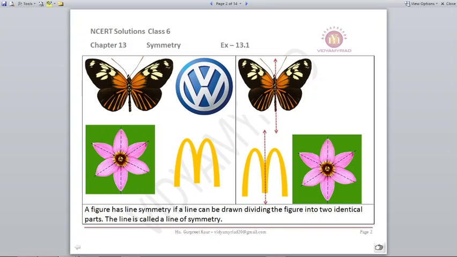You can see the logo of McDonald's, the M is there. So I have drawn a dotted line in the center, a straight line. If I fold it, it becomes the same, totally identical. So a figure has line symmetry if a line can be drawn dividing the figure into two identical parts. That line is called a line of symmetry.